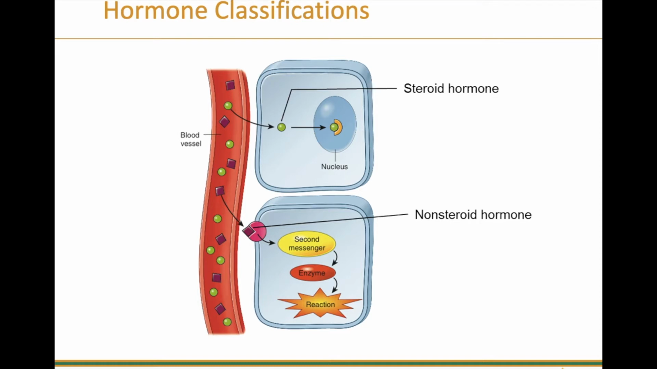Next line says binds to receptors. So steroid hormones bind to receptors in the nucleus. Since they're lipid soluble, they go right through the cell membrane and into the nucleus. And generally they bind to a receptor that is going to start protein synthesis. Non-steroid hormones bind to receptors on the cell membrane. They're not lipid soluble, so you can see they bind to receptors on the cell membrane. Then that's going to activate another molecule, a second messenger, and then eventually we get a reaction.